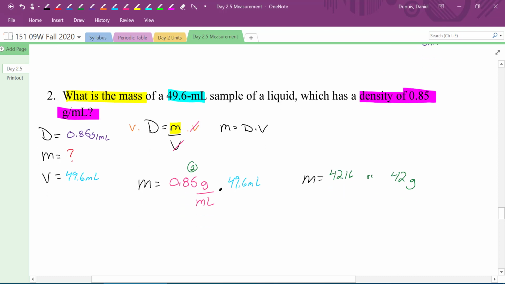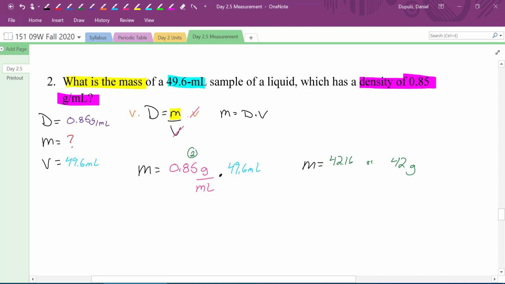Now, I can use this as a conversion, all right? Okay, I have an amount. So let's point this out. That's an amount, and this is a ratio. And this is going to lead us right into dimensional analysis. So we start with the amount, 49.6 milliliters.